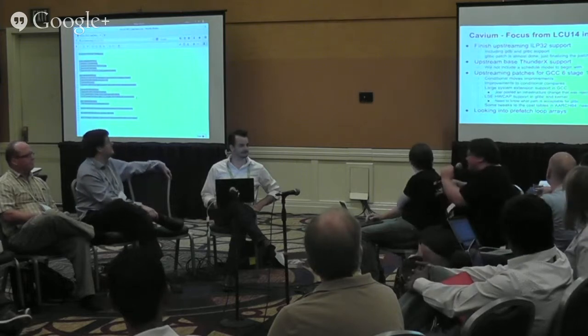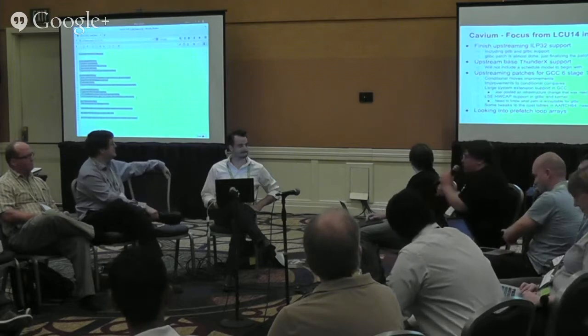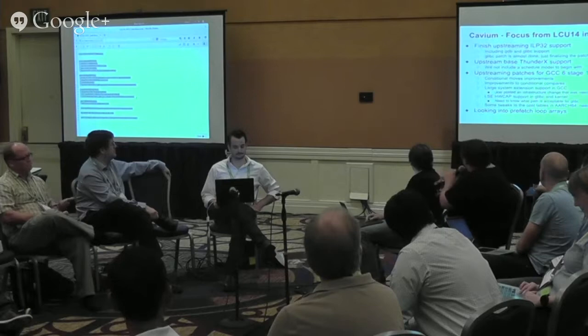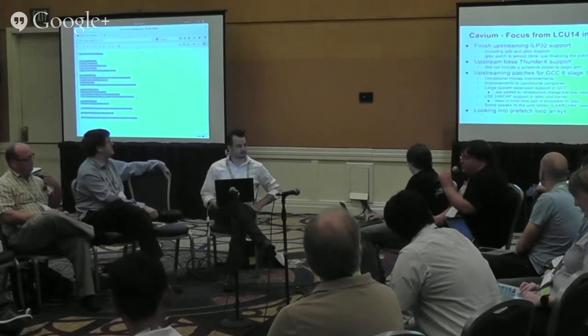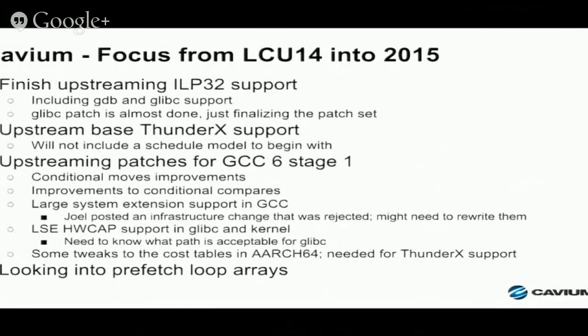That was my fault. I try to order it right. What Cavium is going to be focusing on is finishing up upstreaming ILP32. The glibc patches are almost done. GDB is very minor. It's more about not rejecting ILP32 in some places, because the way BFD is done right now actually causes GDB to fail. So we'll be fixing that. I have a patch, I just need to forward port it.